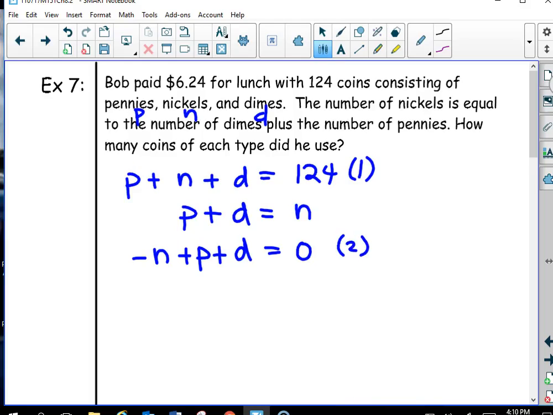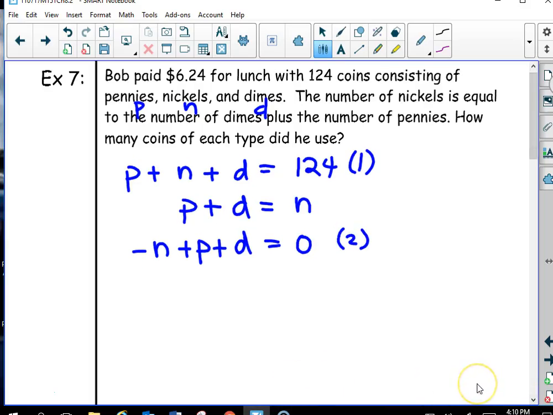The third equation is kind of interesting. We're just going to talk about how many pennies, nickels, and dimes it took to pay for $6.24. So a penny is worth 0.01 dollars. So 0.01 times the number of pennies will give us how much he paid in pennies. Likewise, 0.05 times the number of nickels, plus 0.1 times the number of dimes, is how much of that bill he paid for in dimes, equal to, I'm just going to drop the dollar sign, 6.24.